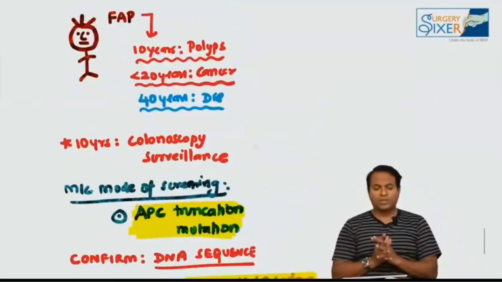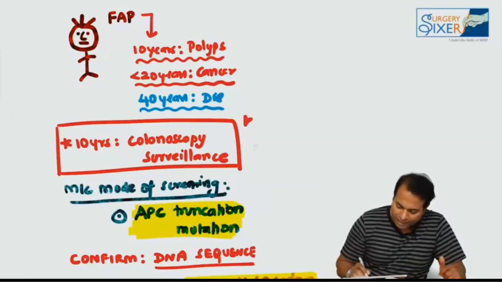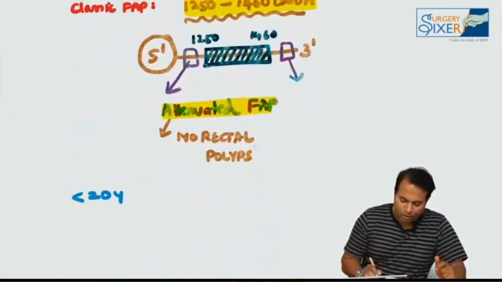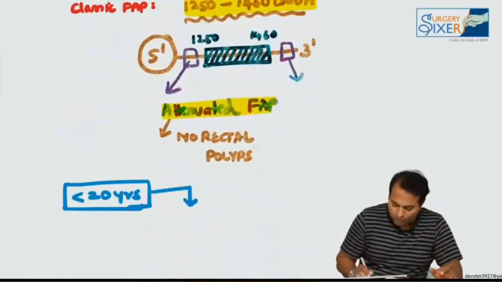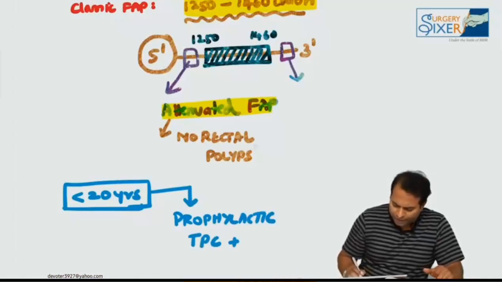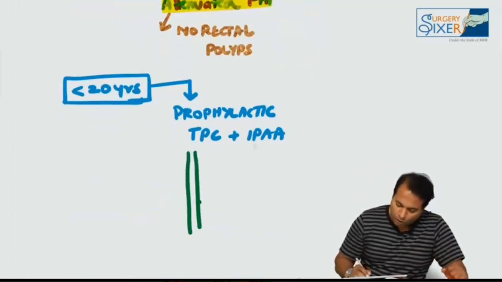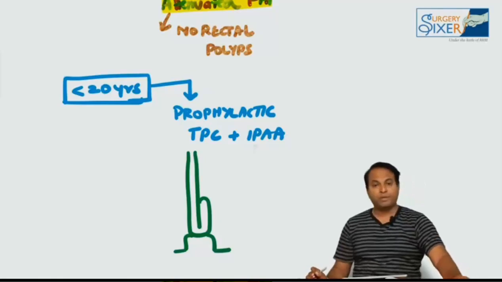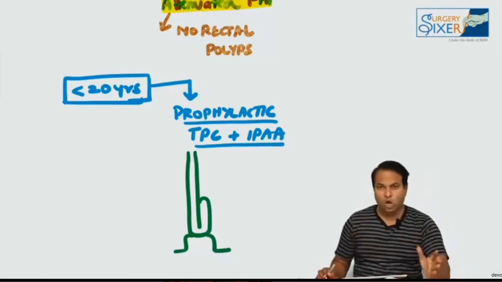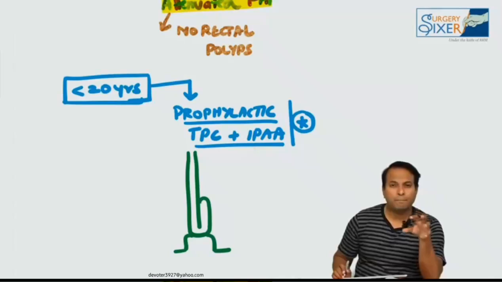So this boy who is born with polyps and develops them at 10 years, what will I do? From 10 years onwards, I will start colonoscopy surveillance. Remember that point. And what should I do before 20 years? Since he can develop cancer before 20 years, or before he enters high school, I will do prophylactic total proctocolectomy with ileal pouch anal anastomosis, the same operation as for ulcerative colitis. At that age itself, we should do this. Otherwise, they will develop cancer from 20 years onwards and they will all die before 40 years.